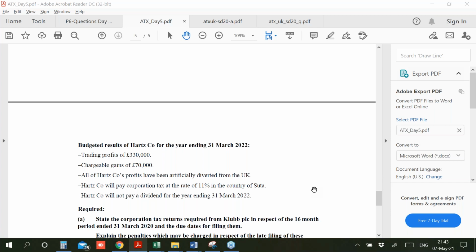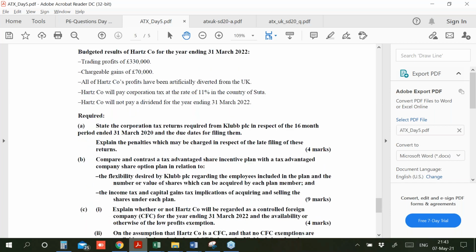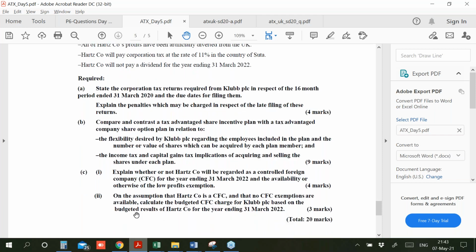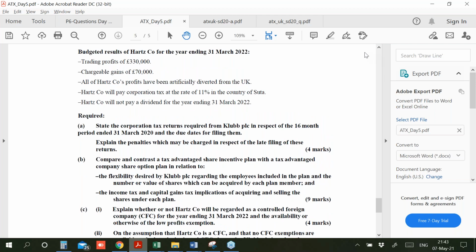Now, moving on, in the last part I have to calculate, assuming the company is a CFC and no CFC exemptions are available, the CFC charge based on the budgeted results. So we have the data available here, guys. I would request you, and I'll give all of you 2 minutes, to calculate yourself and post your answers in the question section, and then I will solve it with you as well. I'll be waiting here for your answers.